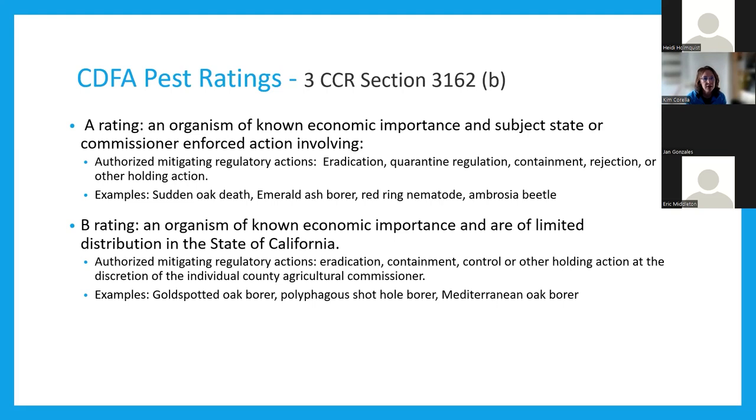And the B ratings are organisms also known to be of economic importance, but are limited in distribution in California. So there are some regulatory actions that can be taken, but it's really up to the discretion of the individual county agricultural commissioner. And some of these are GSOB, Pacific shothole borer, and Mediterranean oak borer.